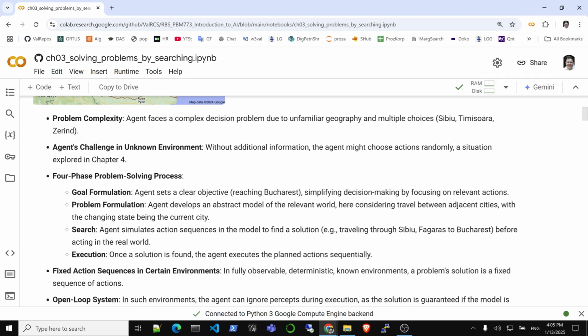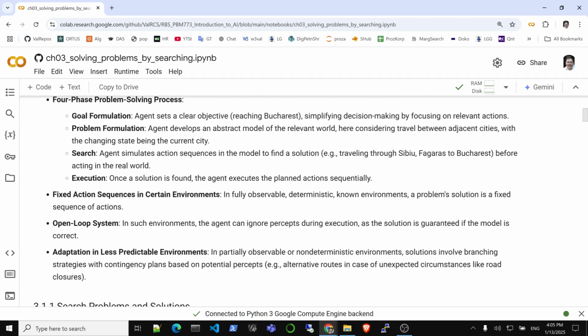So it's an open loop system. This means perception. Remember percepts? Remember our first lecture, our agents? We have perceptors, how we sense the world.